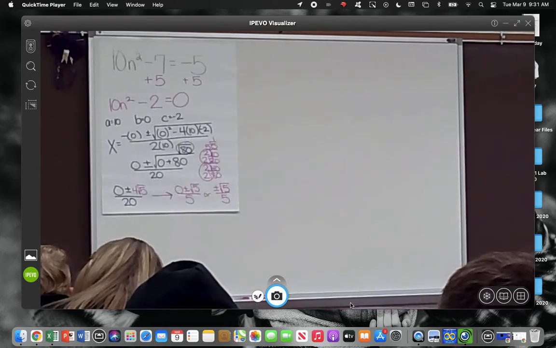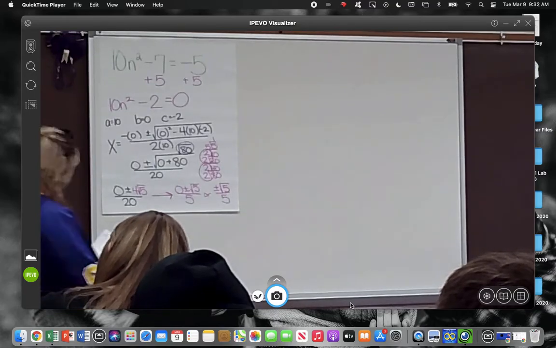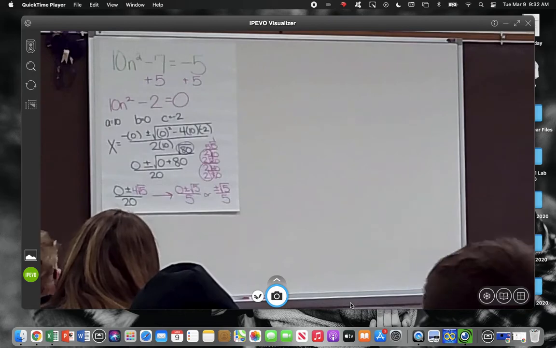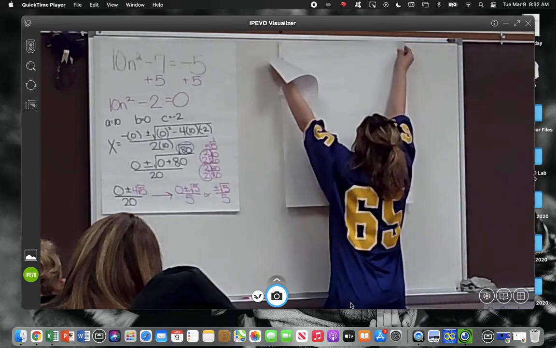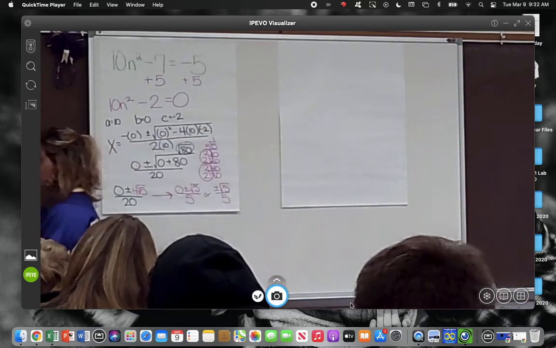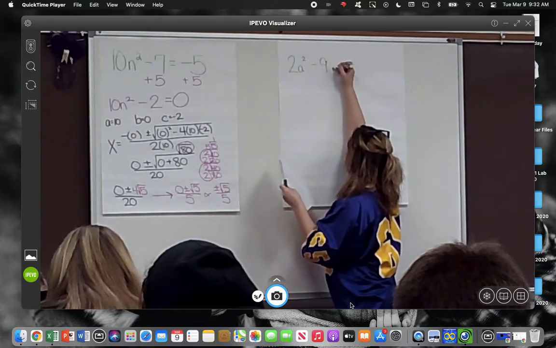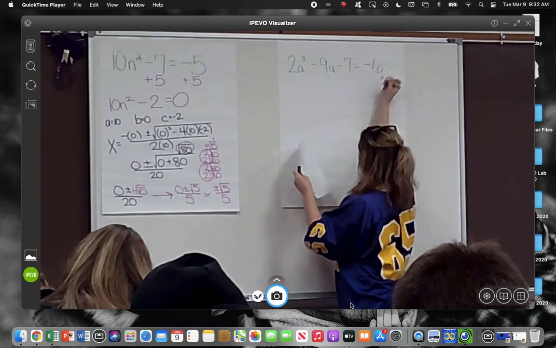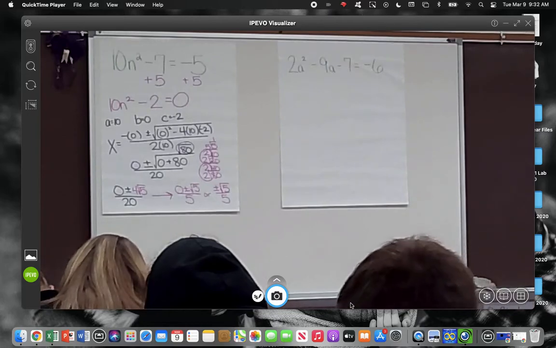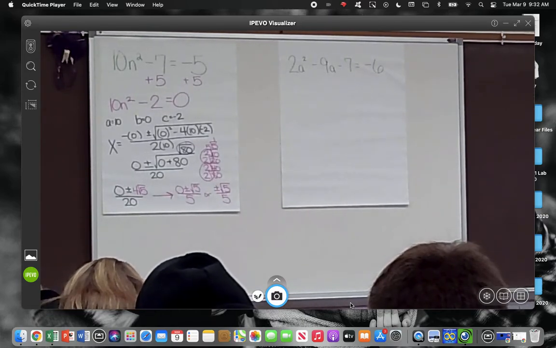Now, I actually have one that I want you guys to try on your own. And it's not going to be equal to 0. Feel free to talk to people next to you, see if you get the same answer as they do. I've taken all my markers back. 2a squared minus 9a minus 7 equals negative 6.